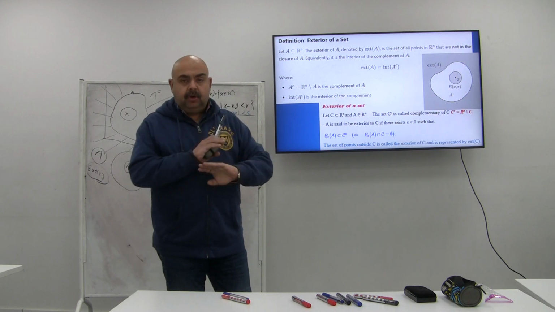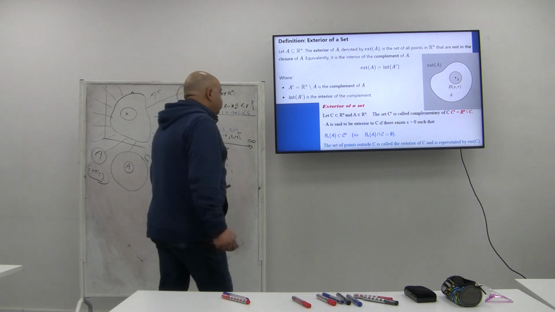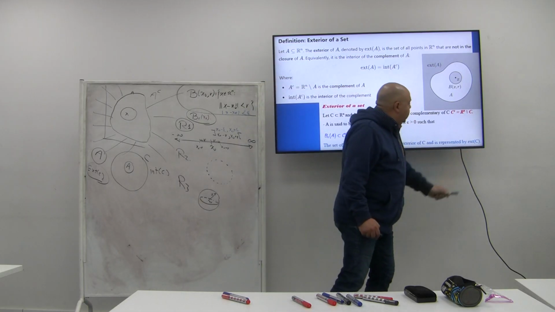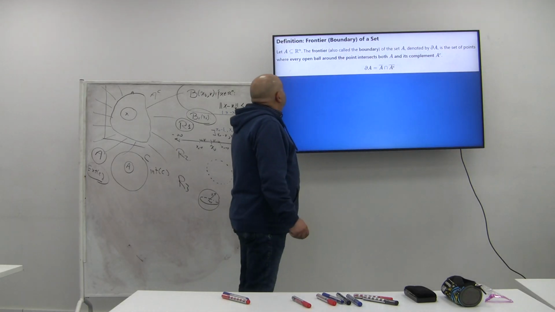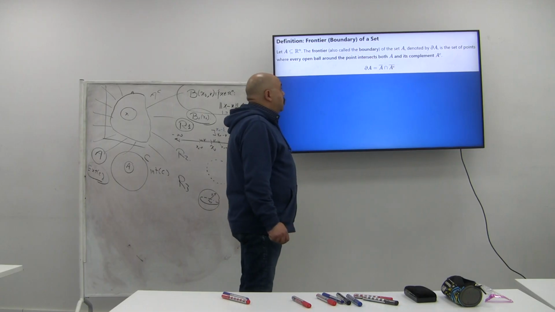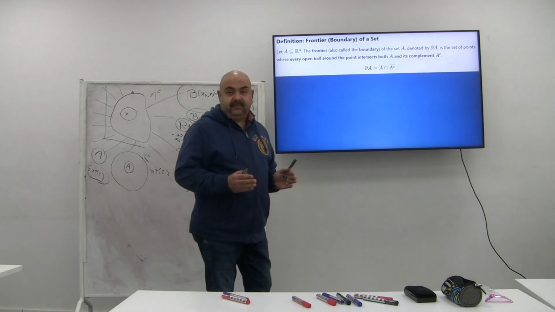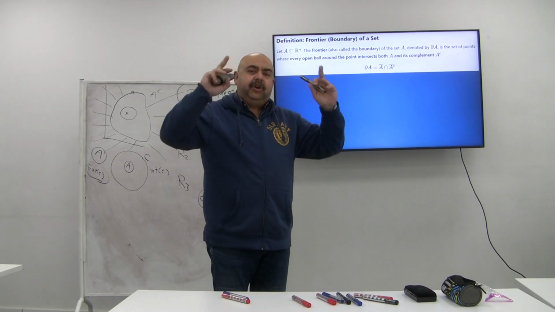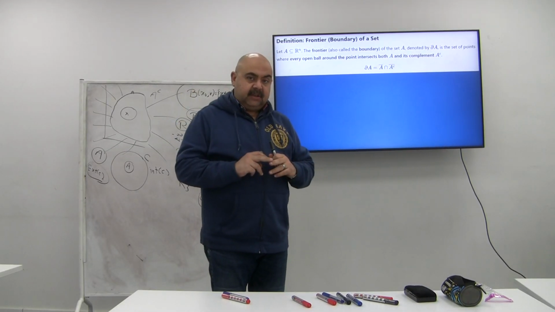So the intersection will be phi, as you can see. And we usually symbolize it by exterior of C. Okay, what do we mean about the frontier or the boundary of a certain set? It means the elements on the edge or the trace around this area.